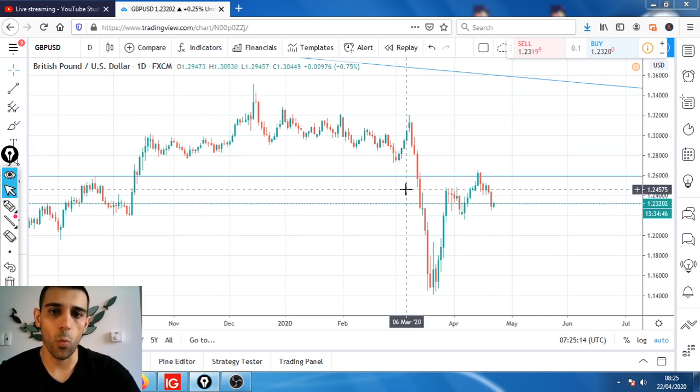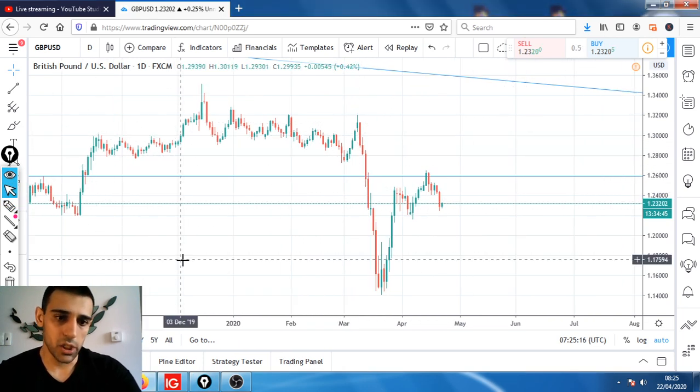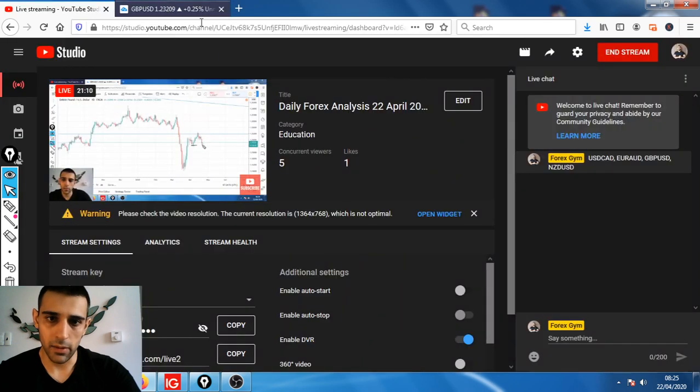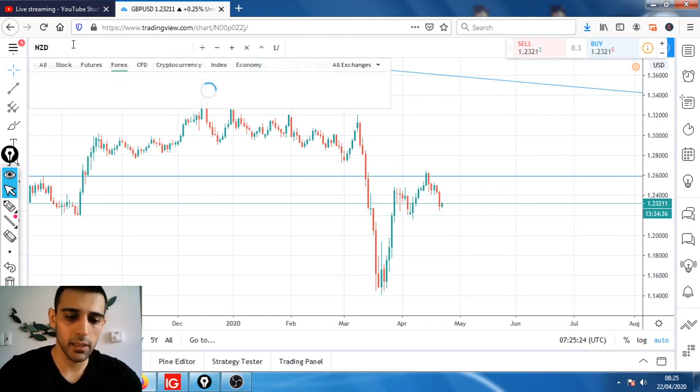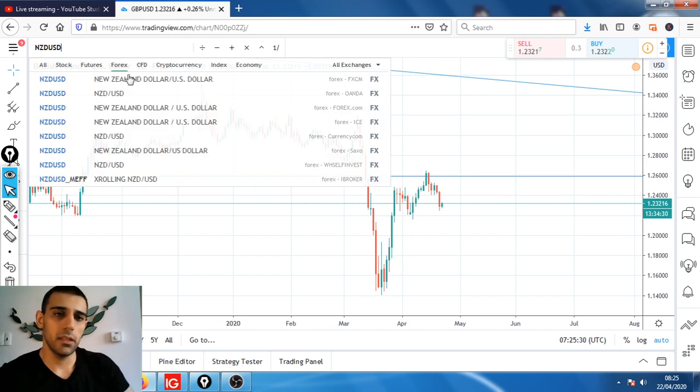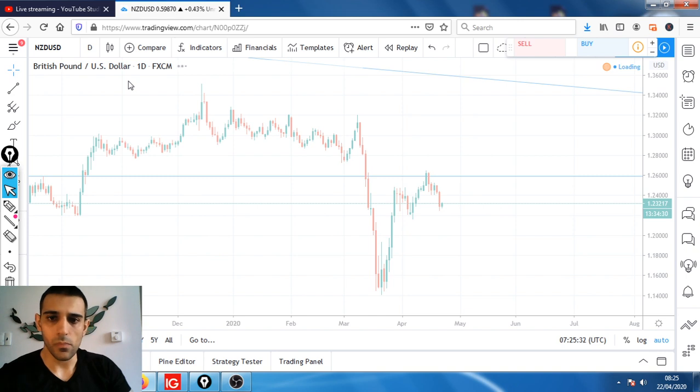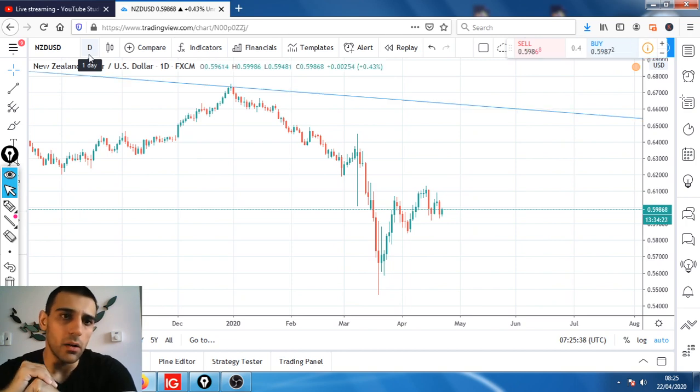which is way good. Let's jump into our last currency, which is New Zealand dollar against the US dollar. Let's go to the NZDUSD and see what we have there. Again, we're going to start with the daily time frame on here.